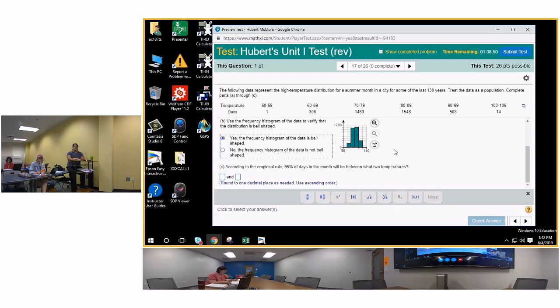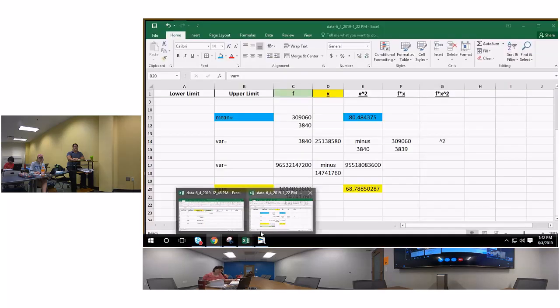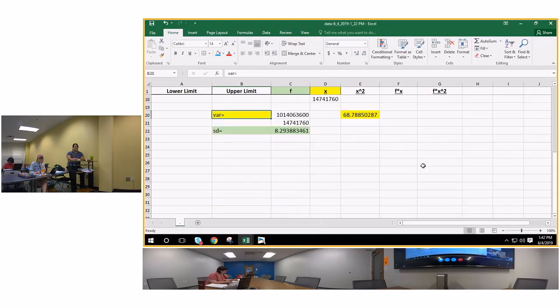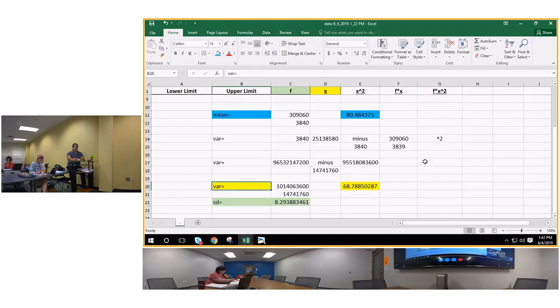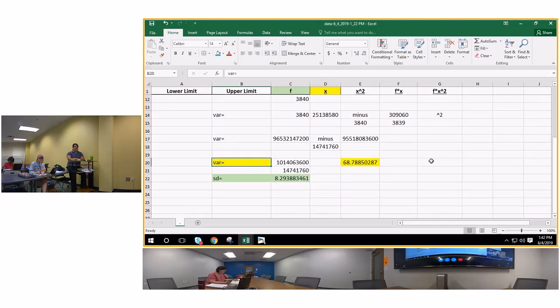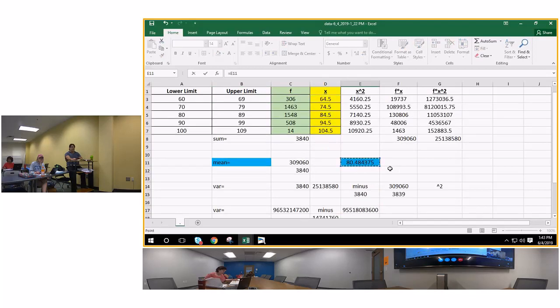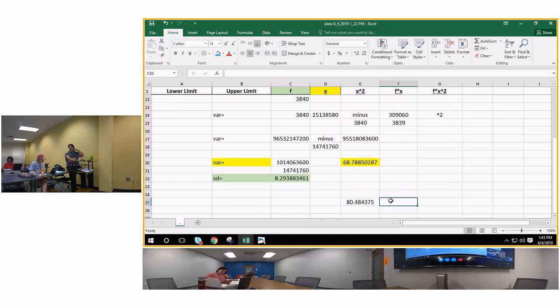All right, draw a picture. What do you mean draw a picture, Hubert? Go back to your data. When you have a mean and a standard deviation, what are you supposed to do to it? Draw a picture. I'm not going to draw the bell curve, but I'm going to put the mean in the middle right here. Its mean is right there. And then what am I going to do to the right? I'm going to add the standard deviation.